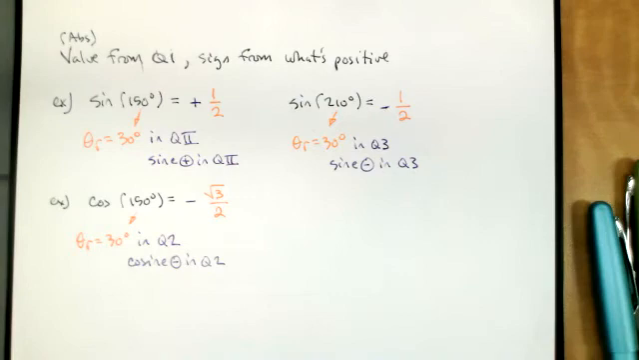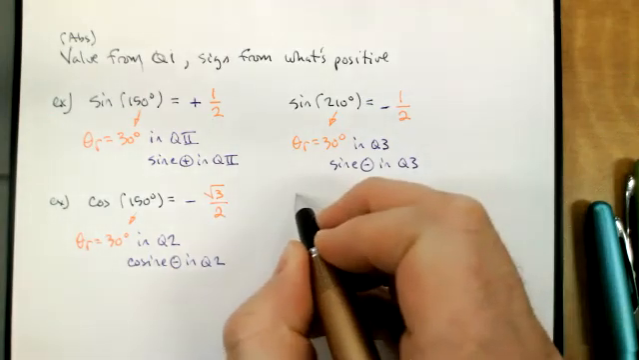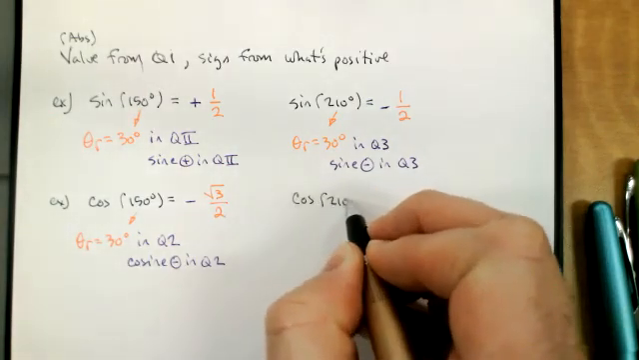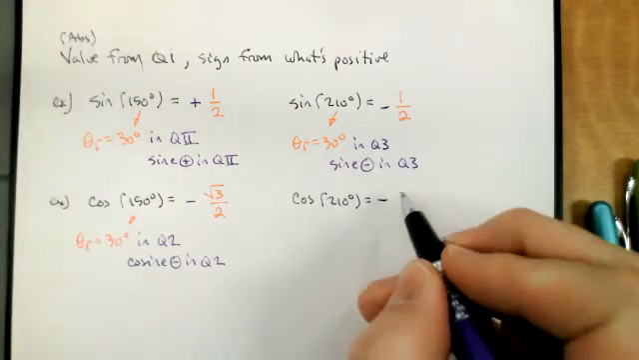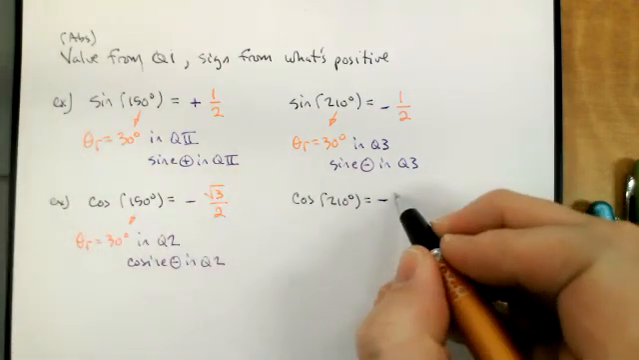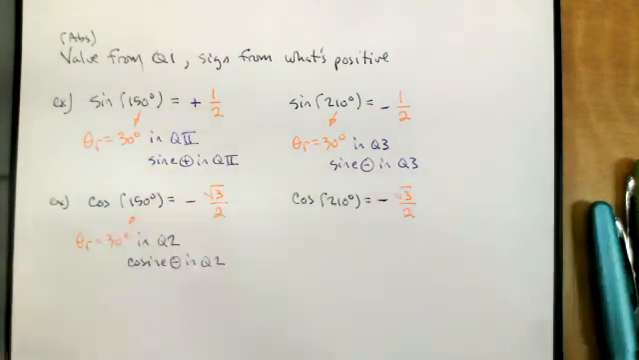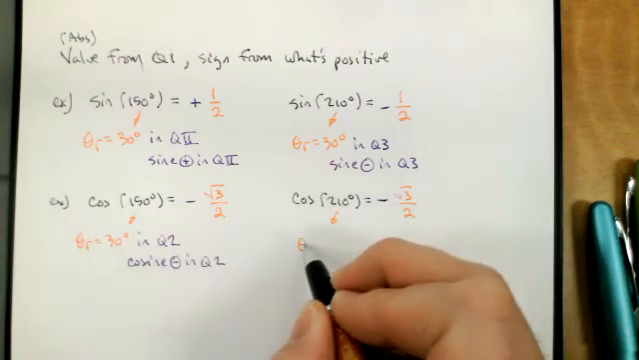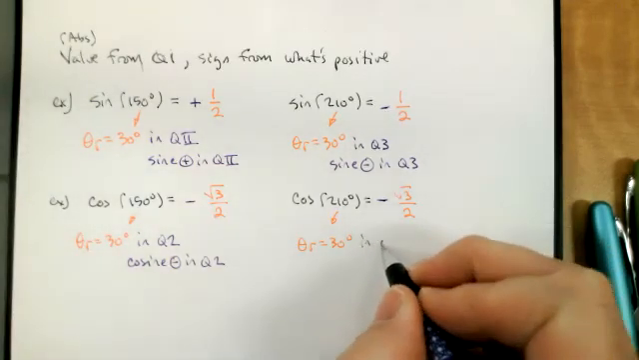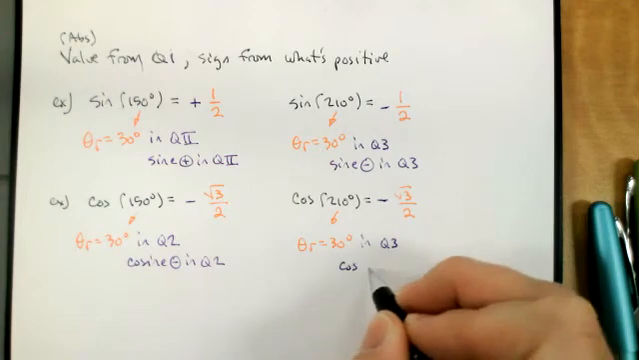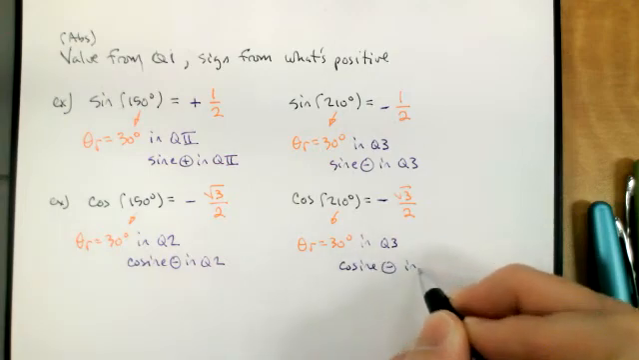If we want to know the cosine of 210, we have a 30-degree reference angle in quadrant 3. So we'll get negative √3/2. So the cosine of 210 is going to be negative √3/2, because we have a 30-degree reference angle in quadrant 3. And cosine is negative in quadrant 3.